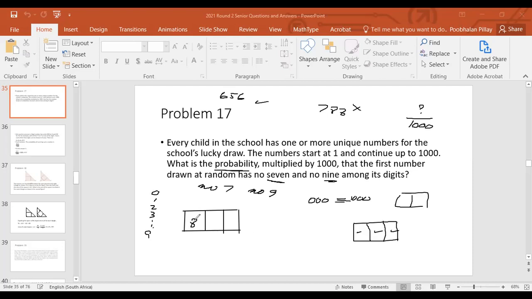You say, in how many ways can I fill this one? 8 ways. This one, 8 ways. This one, 8 ways. In each case, the 7 and the 9 have been neglected. So therefore, the total number will be 8 times 8 times 8.